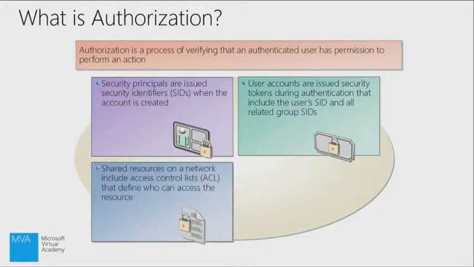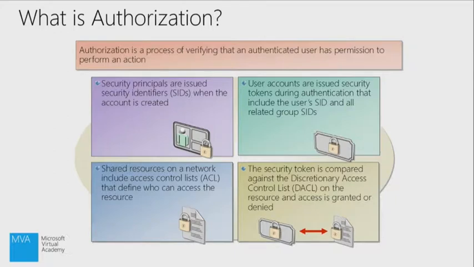Shared resources on a network include access control lists that define who can access the resource. We're going to branch off here in just a moment and talk a little bit more about access control lists. And then the security token that I've been issued, which has my SID and the SIDs of my groups in it, is compared against the access control list of that resource. In this case, it's called a discretionary access control list.